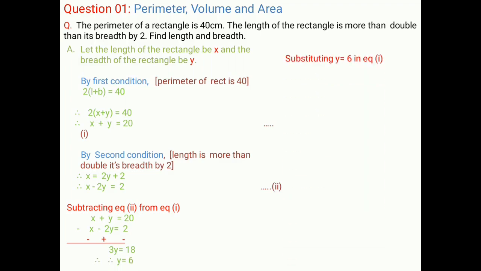Now substituting this value of y is equal to 6 in equation number 1, I get x plus y is equal to 20. This is my equation number 1. Therefore, x plus 6 is equal to 20, which gives me x is equal to 20 minus 6. Therefore, x is equal to 14. Therefore, the length of the rectangle is 14 cm and its breadth is 6 cm.